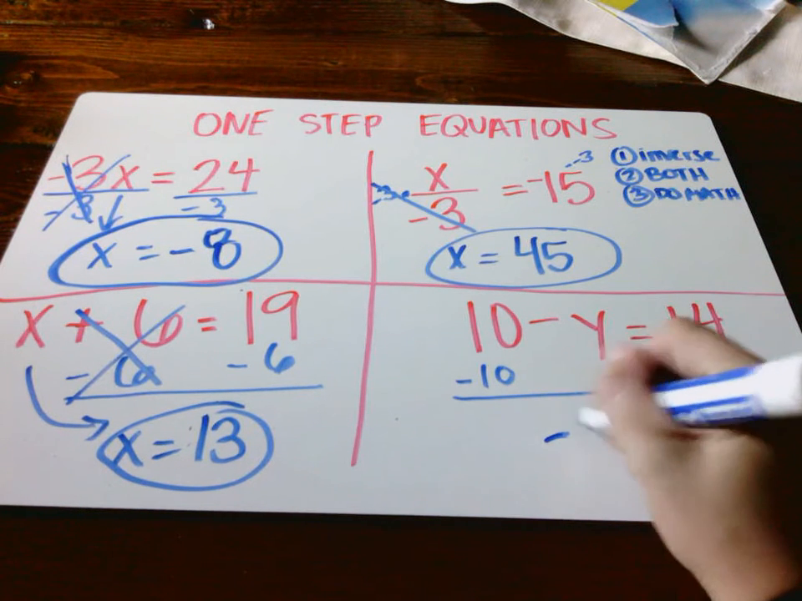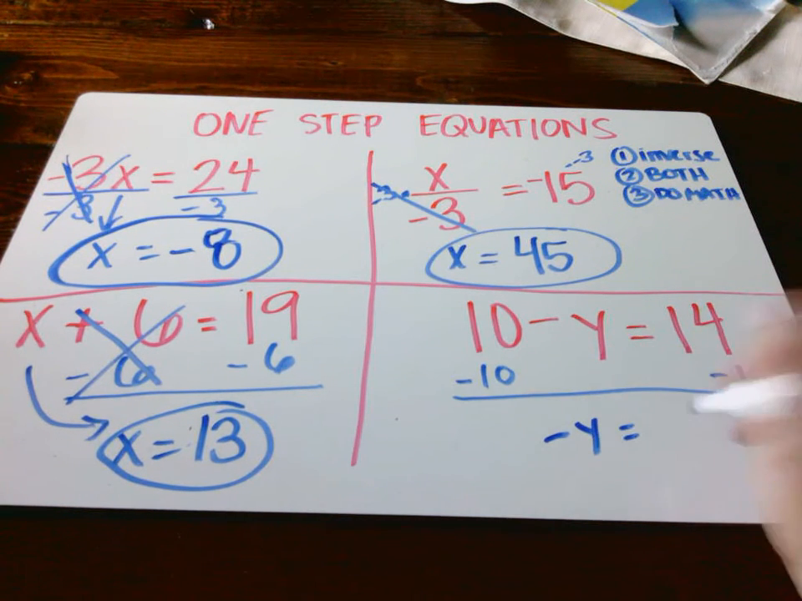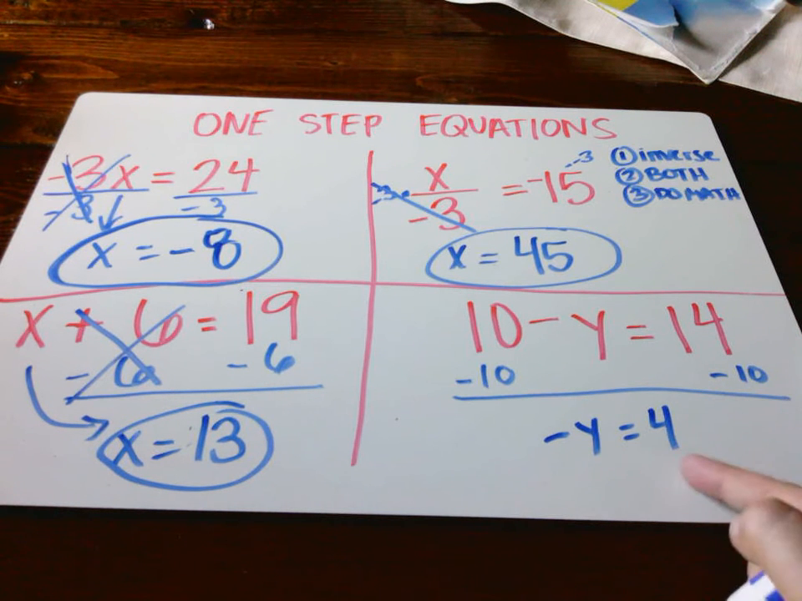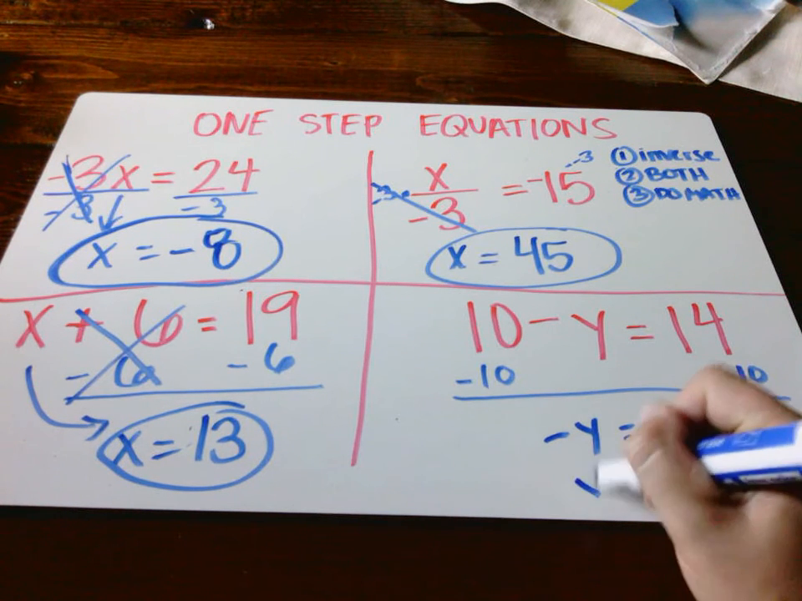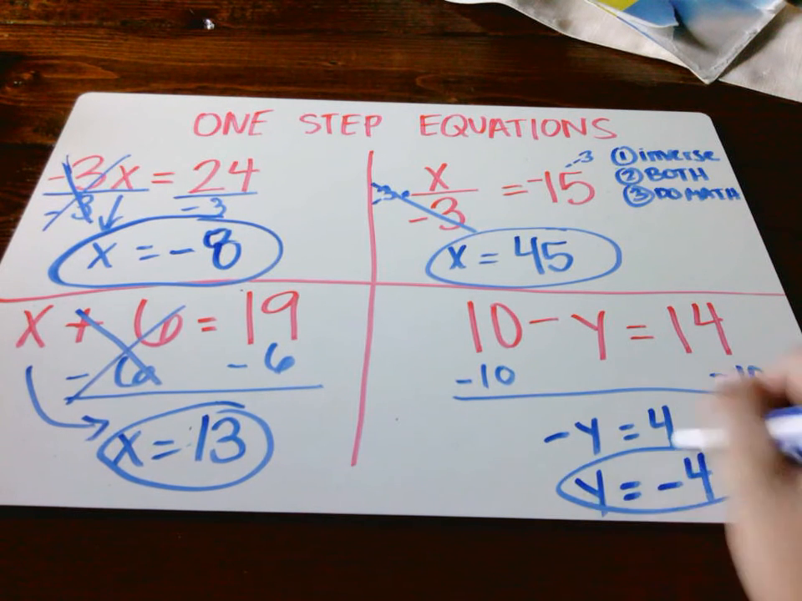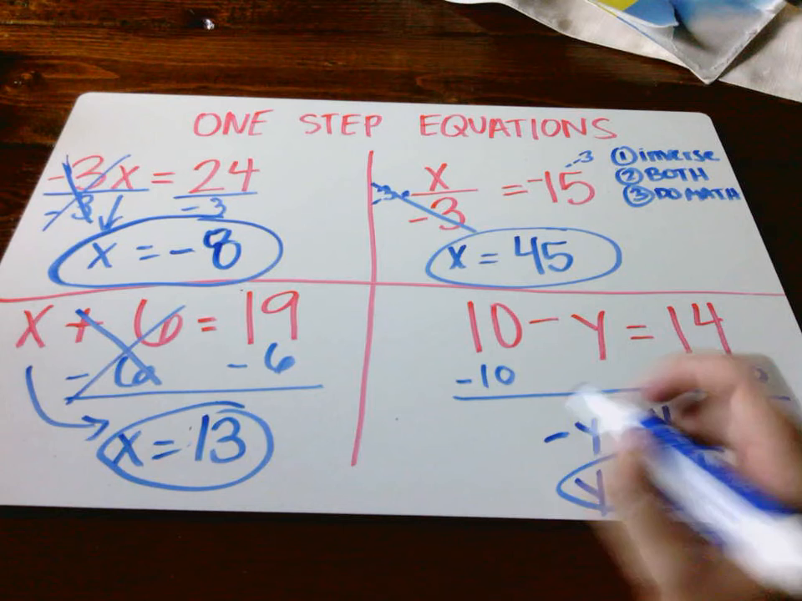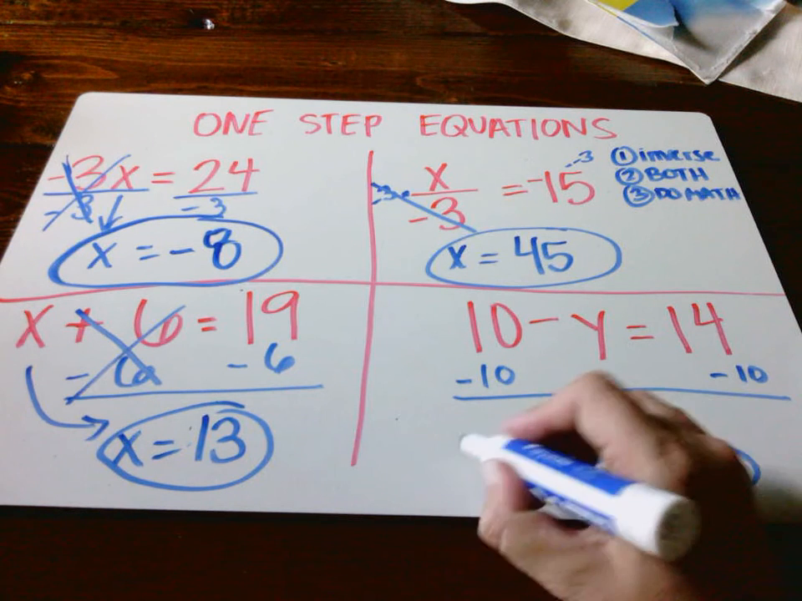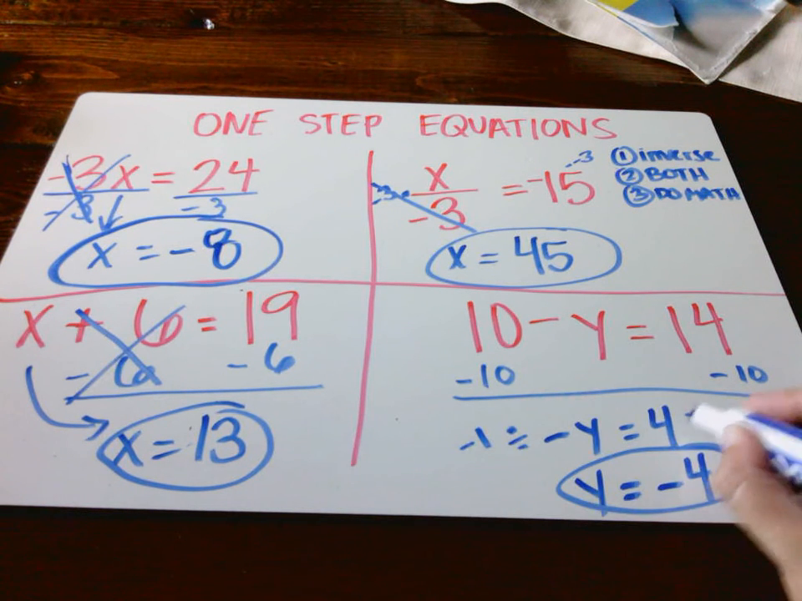Now I have -y equals 4. If -y equals 4, that would mean that a positive y equals -4. So essentially what I did was I divided both sides by -1 to get that negative side on this side.